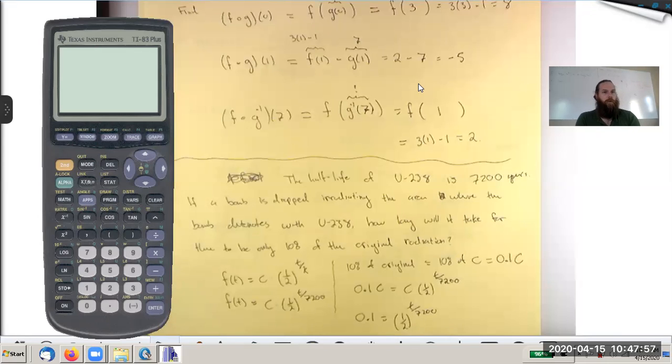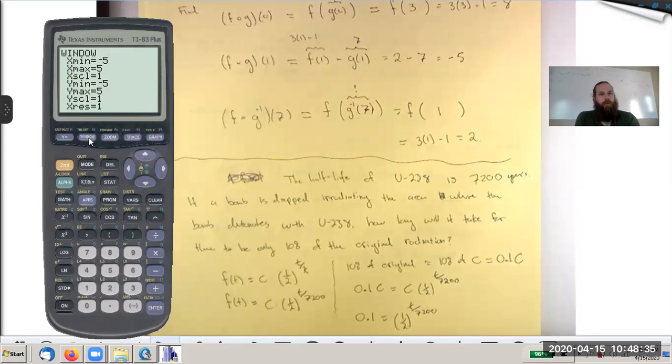But if we're wondering how we would estimate a solution graphically, we would come in here to our calculator and type in y1 for one of these and y2 for the other. So I'll type 0.1 for y1, and I'll type parentheses 1/2 raised to the parentheses x over 7,200 for the other. And I can try to look at the graph, but they're both going to look like straight lines right now.